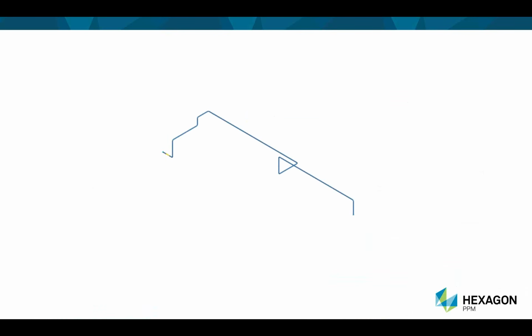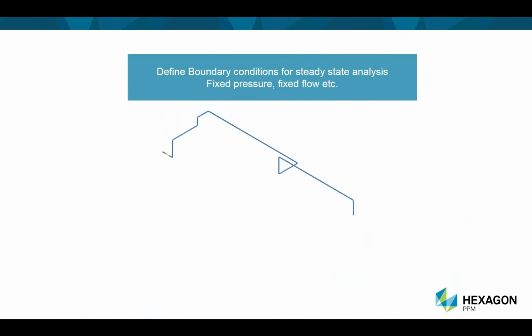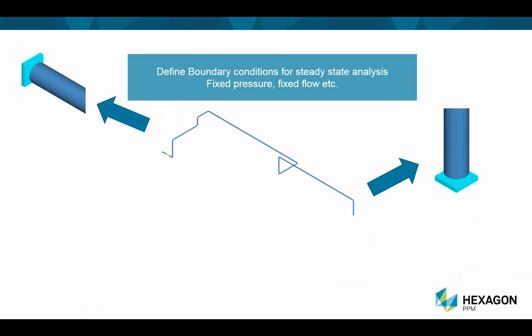And then once we have that file model available in BOSfluids, we can then define the boundary conditions for the steady state analysis to set up the flow analysis. So these are things like fixed pressure or fixed flow rates at the boundary of the model, at the ends of the model.